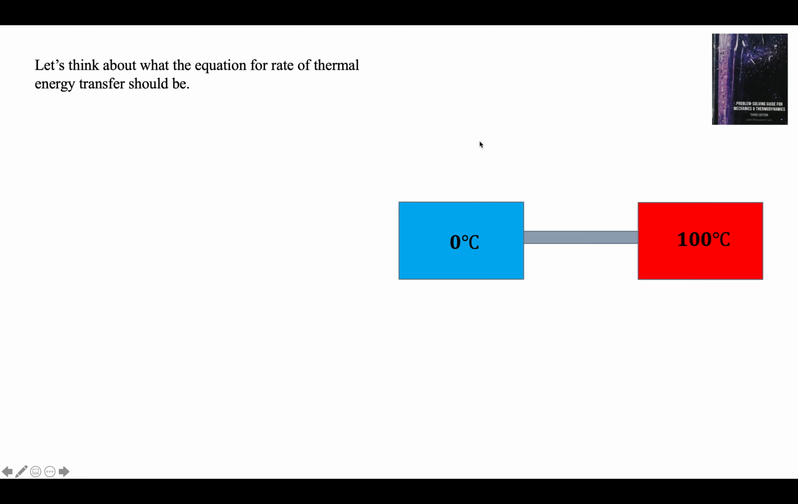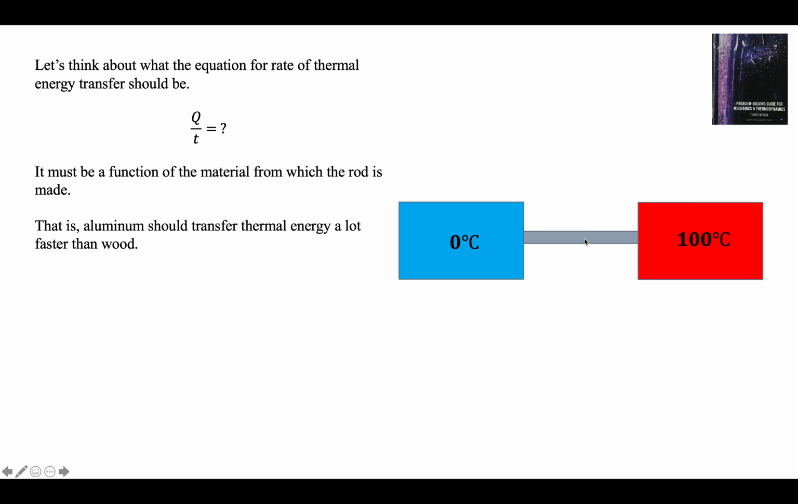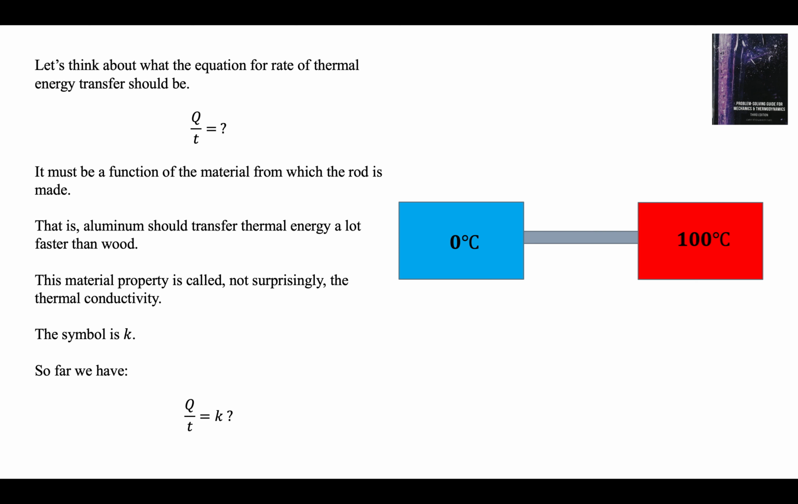So let's think about what the rate of thermal energy transfer should be. What parameters determine the rate at which thermal energy is transferred from the hot side to the cold side? What is Q over T? What should it be proportional to? Well, it's got to be a function of the material in which the rod is made. If it's aluminum, it's going to be pretty good. If it's wood, it's going to be pretty bad. This material property is called the thermal conductivity. The symbol is lowercase k. So far we have a k there.